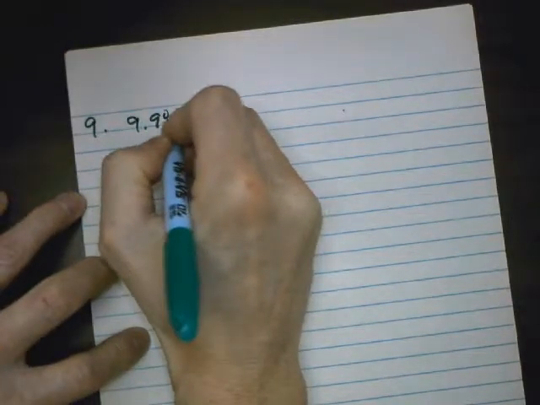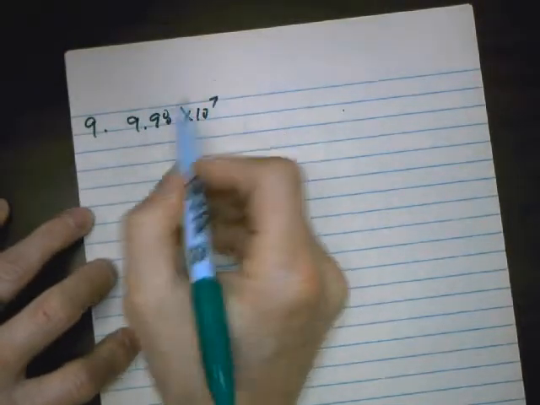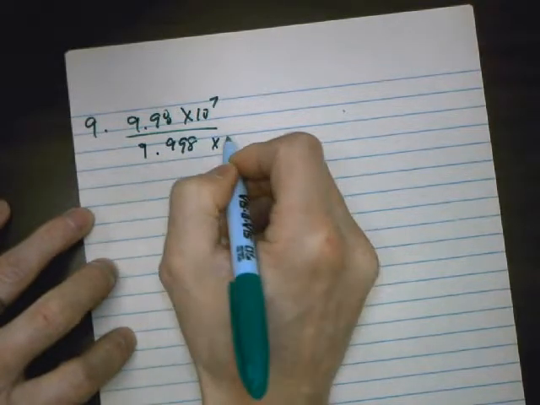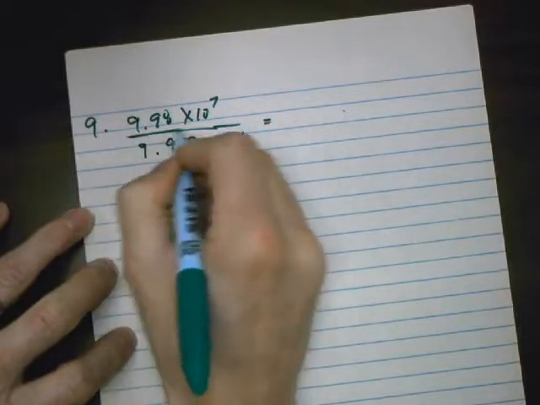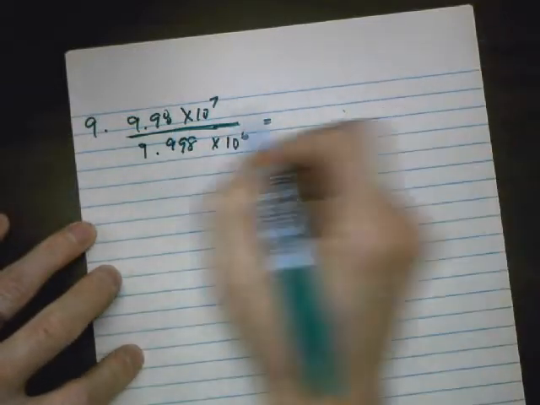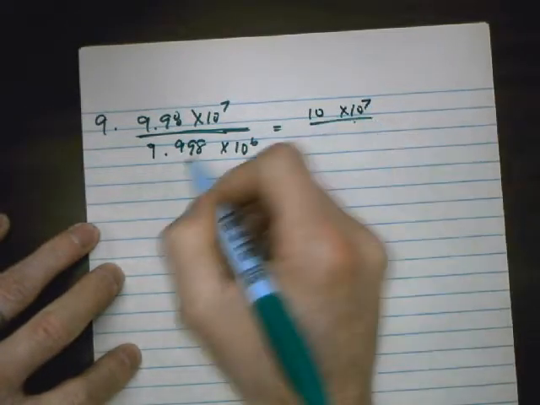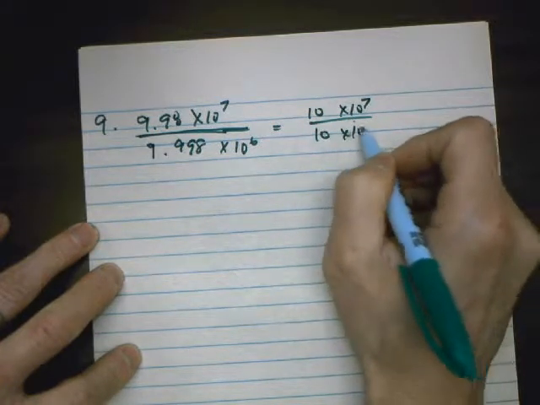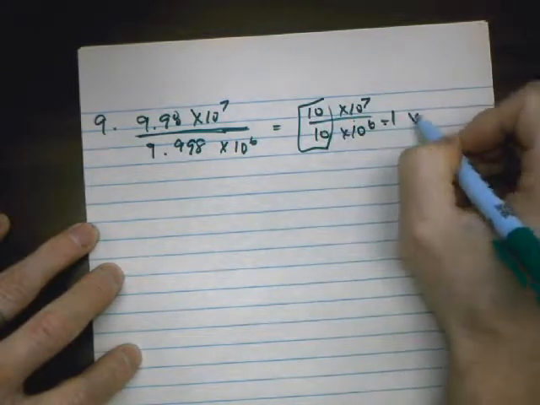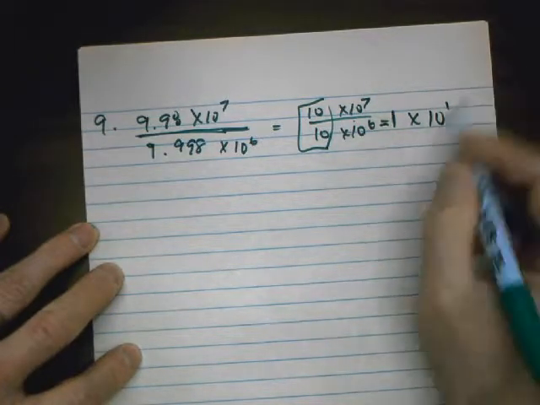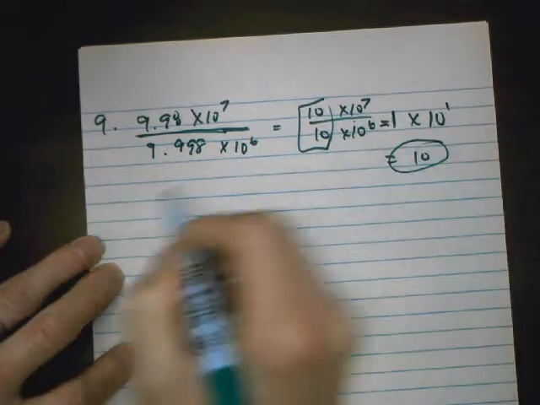Number 9 says, about, oh, we like that word about. About how many times bigger is 9 and 9800ths times 10 to the 7th power than, that means over, 9 and 998 thousandths times 10 to the 6th power. Okay, so I put the bigger one on top when they say how many times bigger. Okay, since they said about, I get to round. 9.98 is basically 10. And 9 and some other mess is basically 10. 10 divided by 10 is 1. And 10 to the 7th divided by 10 to the 6th, I copy the base, subtract the exponents. 1 times 10 is 10, so it's about 10 times bigger.